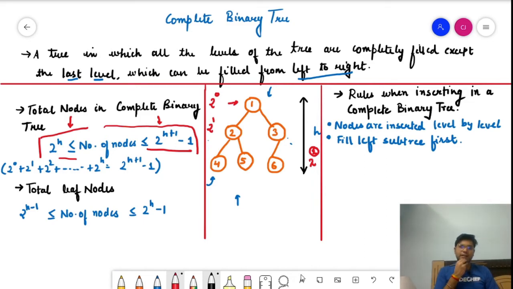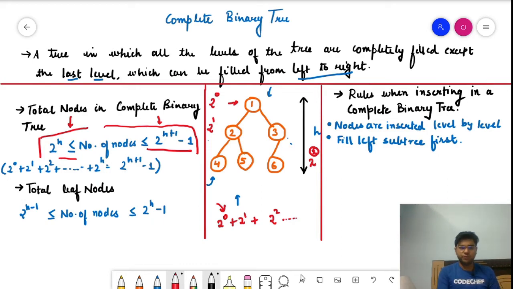But the question arises that we need not calculate the total number of nodes at a level. We have to calculate the total number of nodes in the whole binary tree. So how will we calculate it? If you observe here, 2 to the power 0 plus 2 to the power 1 plus 2 to the power 2, and so on, this gives us a geometric series. A geometric series we have always learned in our schools. So we need to sum it. What is the formula for it?